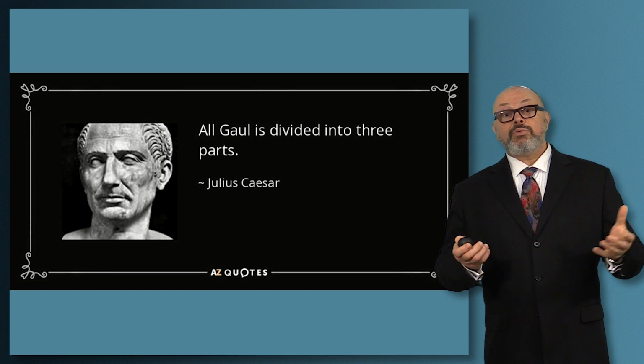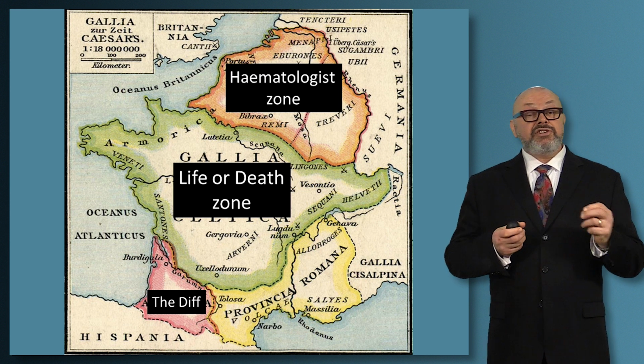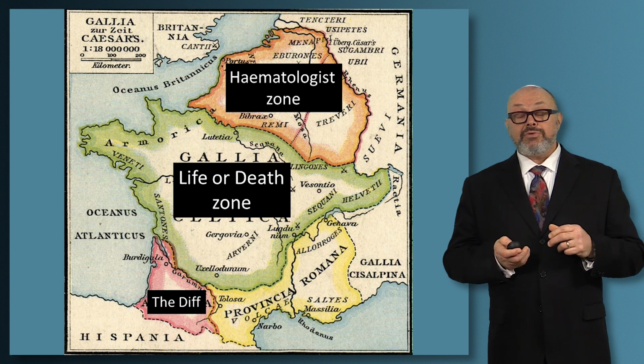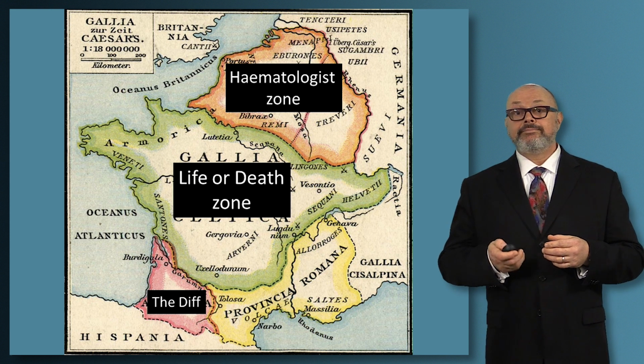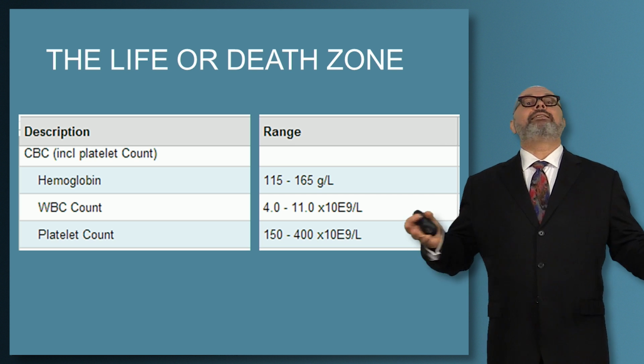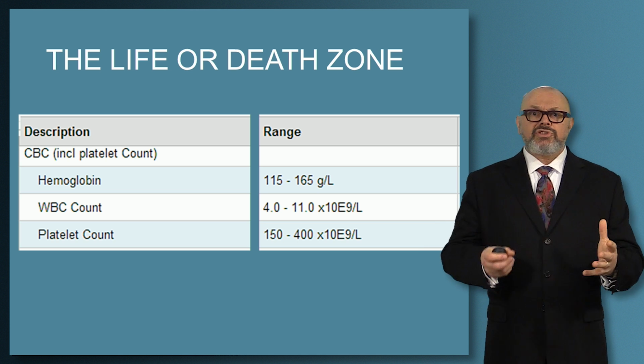And so too it is with the CBC. It's divided into 3 parts: the life or death zone, the diff, and the hematologist zone. Let's go through these 3 zones in turn, and I'll tell you what they mean. First, the life or death zone. This is the CBC headline. This is what you need to know when you're in the operating theater or the emergency room.